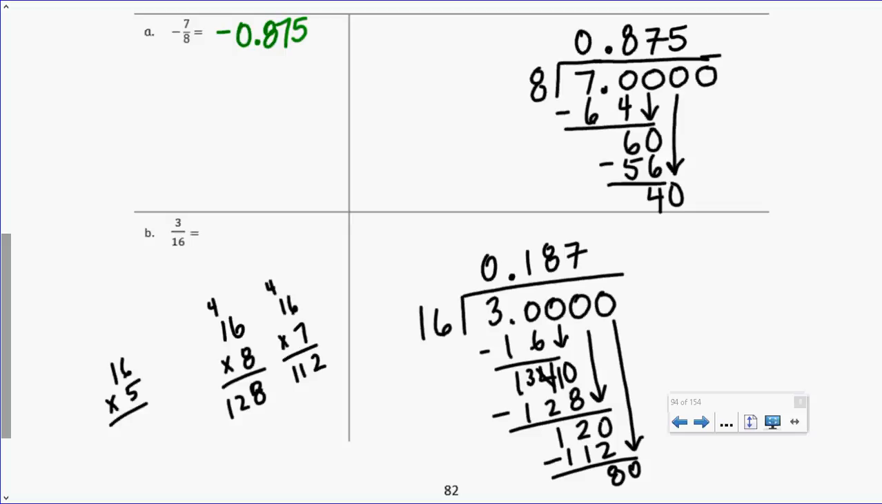And I know to end in a 0, that's a good chance that it's got to be that 5. And 5 times 16 is 80. Very good. Okay, so that equals 80, and then I have nothing left. So that's my final answer, 0.1875.